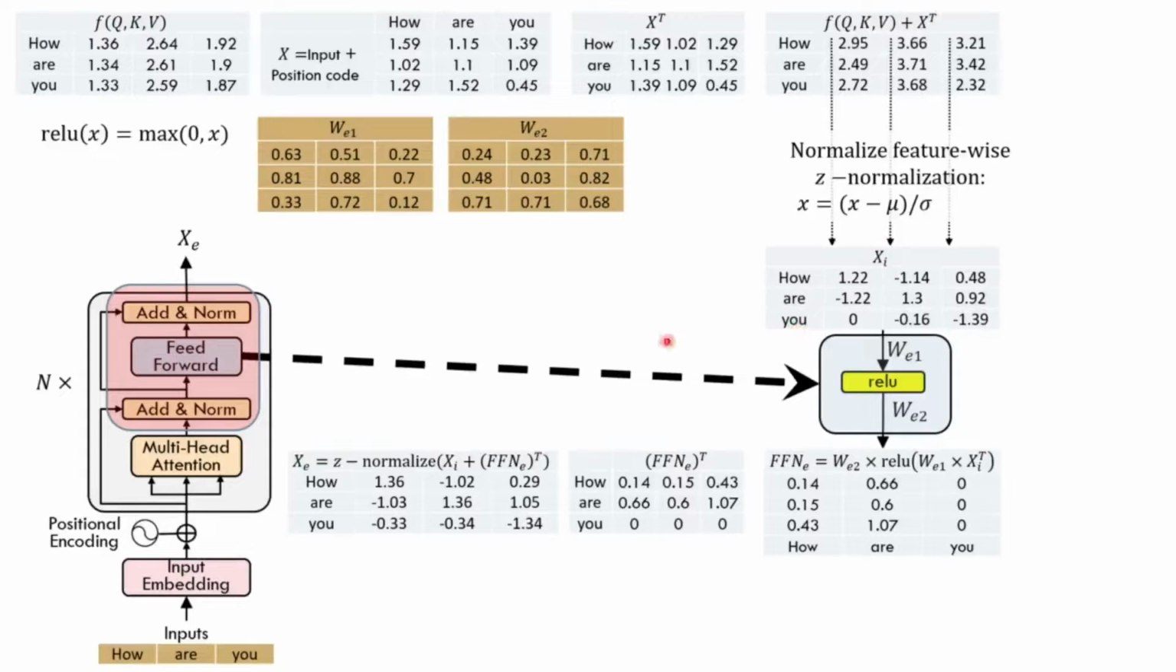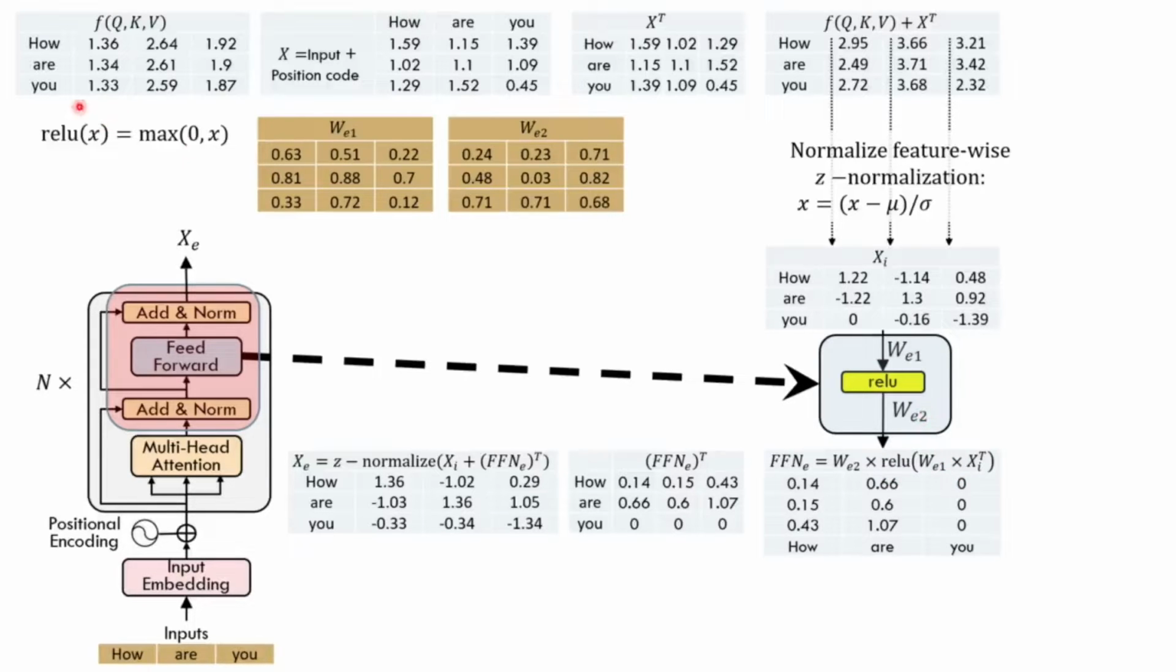Then this is passed through a feed-forward layer with a ReLU function, and it involves weight matrices. There are two weight matrices. The output, after being added and normalized, is passed through a feed-forward layer having weight matrix W1, then the ReLU function, and then the output is passed through another matrix W2. So the feed-forward layer consists of two matrices. We pass through W1 and then through a ReLU function.